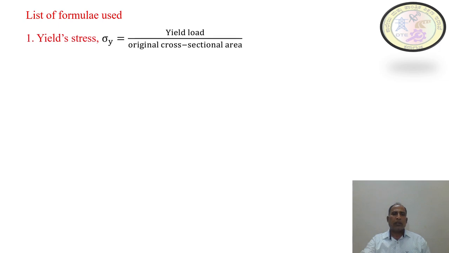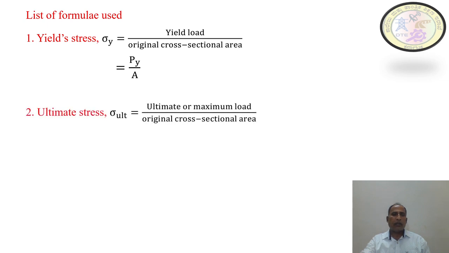So the yield stress is sigma y, that is the ratio of yield load to the original cross sectional area. Therefore sigma y is equal to Py, where Py is the yield load or yield point load and A is the original cross sectional area. And the second formula is ultimate stress, that is sigma ultimate is equal to ultimate or the maximum load by original cross sectional area. So we are assuming that you have gone through the stress strain diagram. Therefore sigma ultimate is equal to Pu or Pm by cross sectional area.